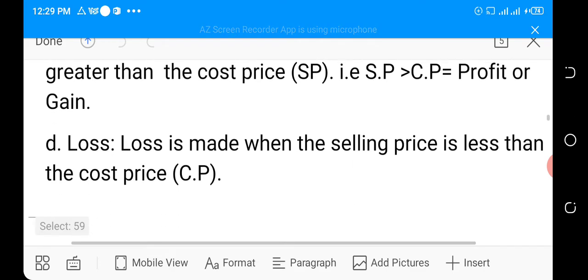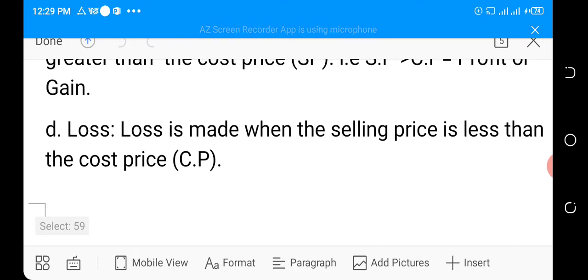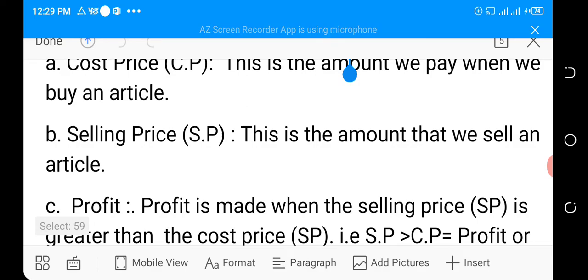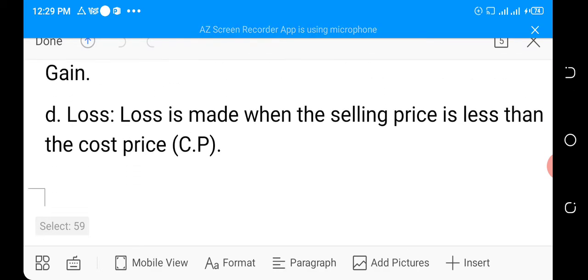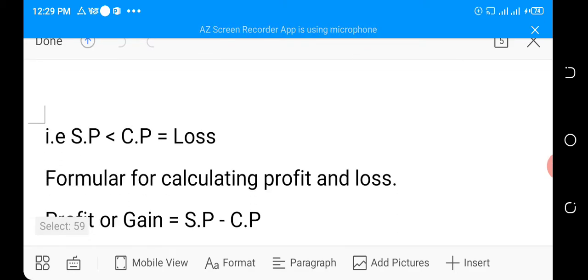Loss is made when the selling price is less than the cost price. When the selling price, the amount that we sell an article, is less than the amount we pay for an article, that is loss. Before we can say that we made a loss, selling price must be less than cost price.